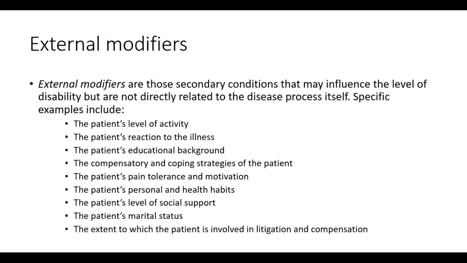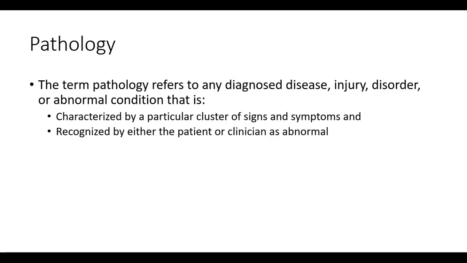So for example, if you look at the first item, a patient who is very athletic and active and exercises daily, compared to a person who's relatively sedentary, should they have the same disease, the same pathology, they may experience different effects to their movement as a result of that pathology. So the Nagi model started to take the individual differences between patients into account when looking at how movement and activity is affected from pathology and disease.